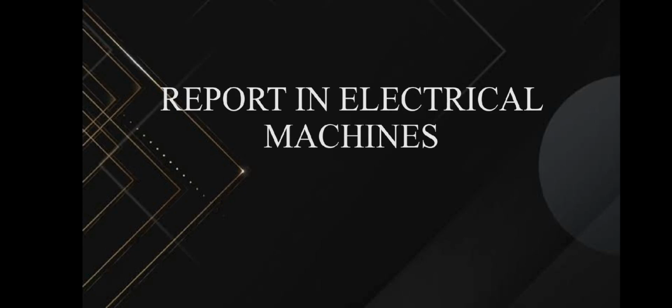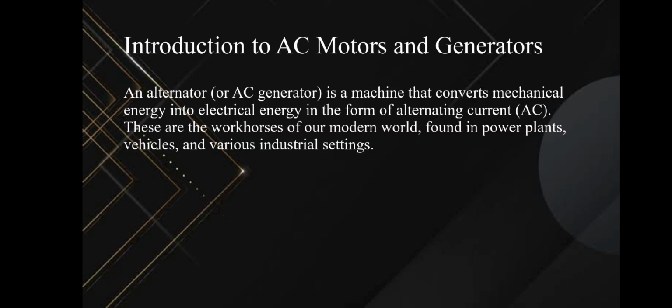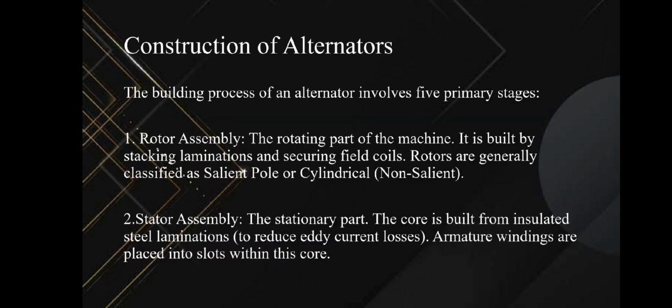Today I'm going to report on electrical machines, and our topic today is AC motors and generators. So, introduction to AC motors and generators. An alternator, or AC generator, is a machine that converts mechanical energy to electrical energy in the form of alternating current, or AC. These are the workhorses of our modern world, found in power plants, vehicles, and various industrial settings.